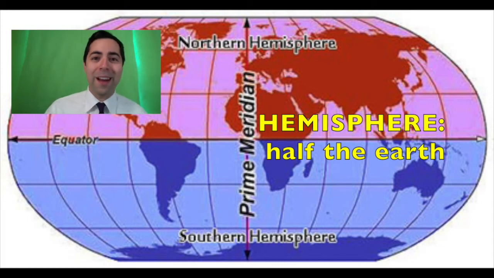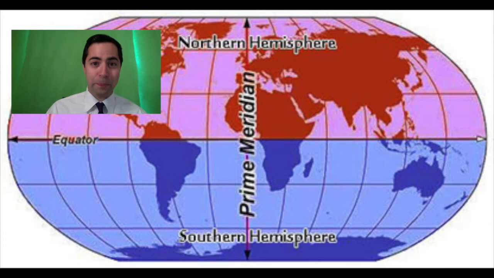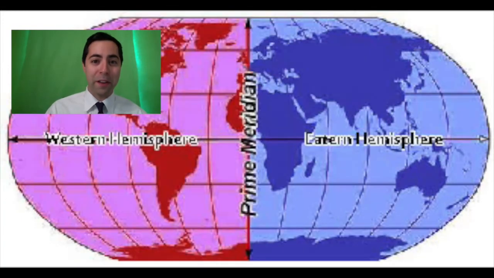Now, of course, besides the northern and the southern hemisphere, there are two other hemispheres. There's the western hemisphere and the eastern hemisphere. And of course, there's a line of longitude that is called the prime meridian, and that's the imaginary line on a map or a globe that separates the eastern hemisphere from the western hemisphere.